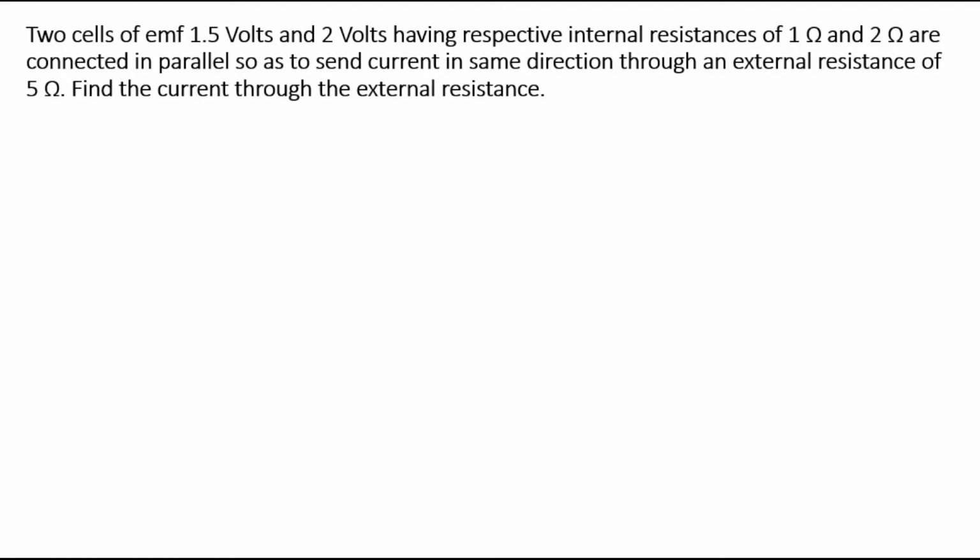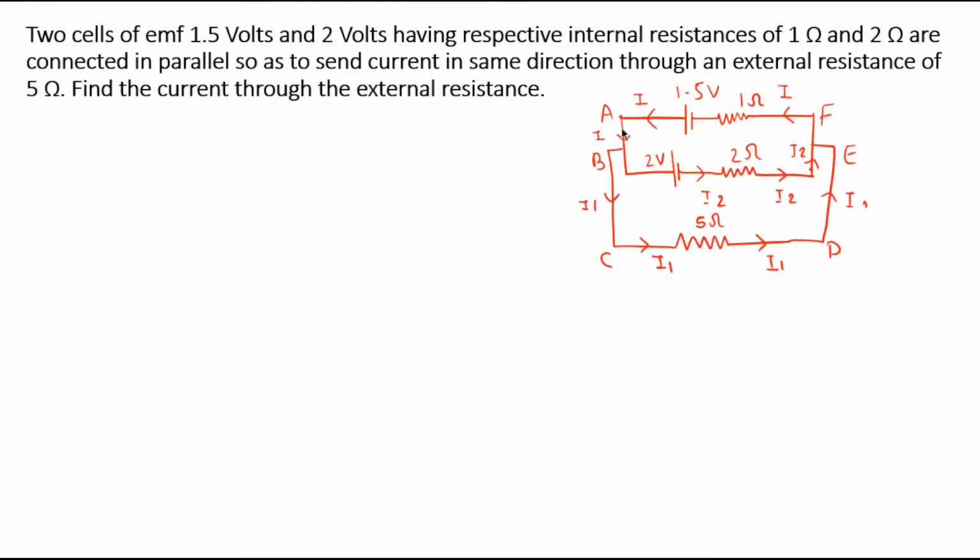So same thing, we first need to draw the circuit diagram based on the given condition. Now the circuit diagram comes out to be this. So let's apply KVL here also. Here we need to find the current through the external resistance. As you can see, again the current flowing through the external resistance is I1.